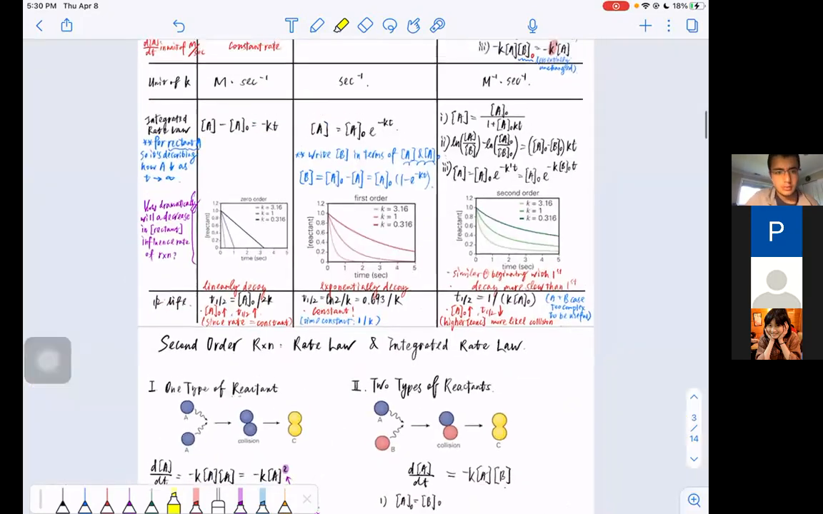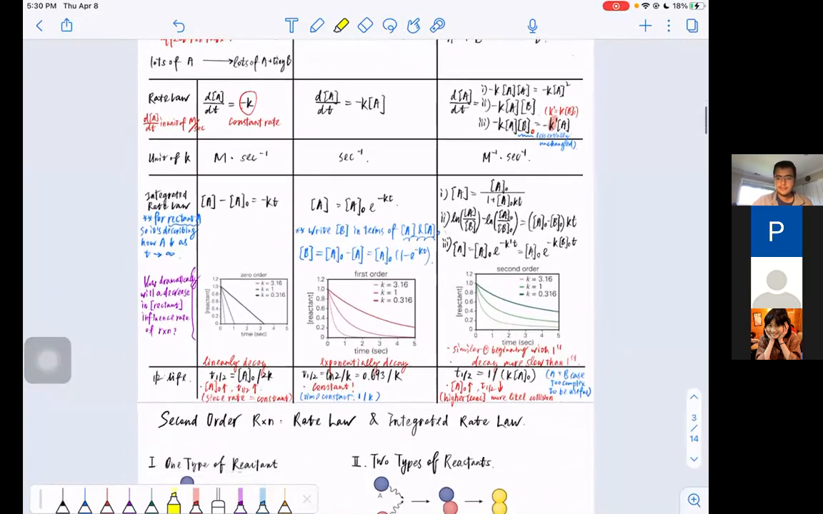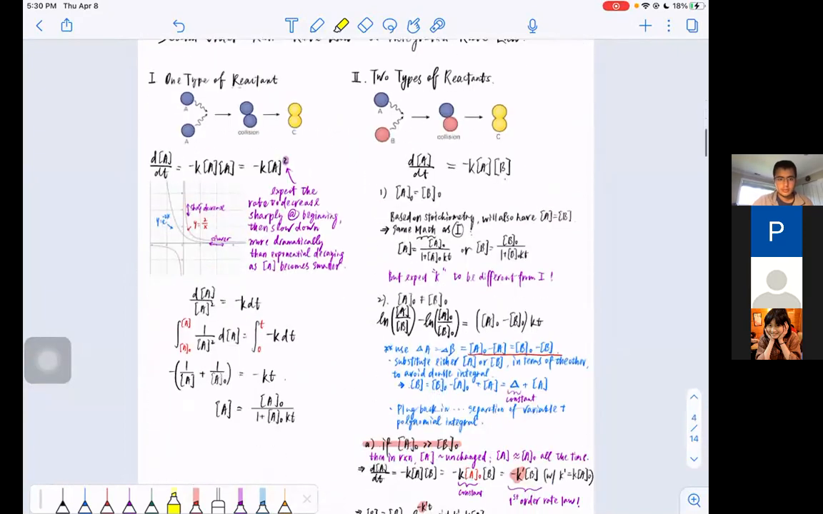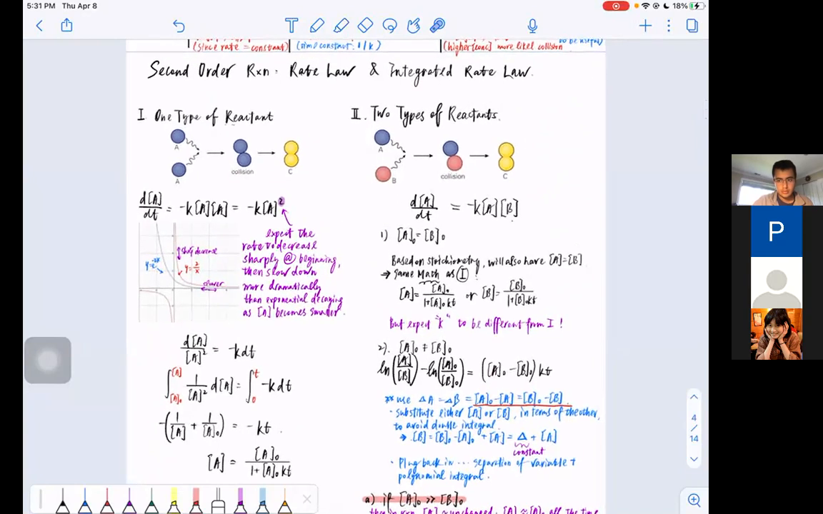This is just a chart that you can maybe refer to, but it's just basic stuff. So the way we write the second order rate law: a second order reaction is a bimolecular reaction.